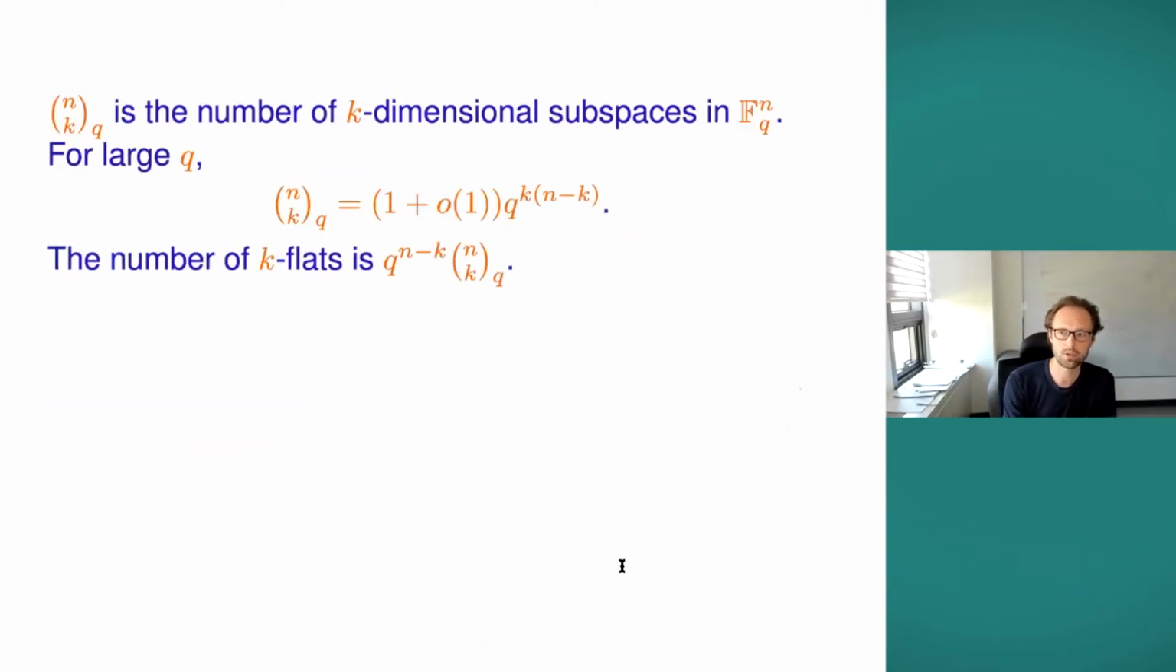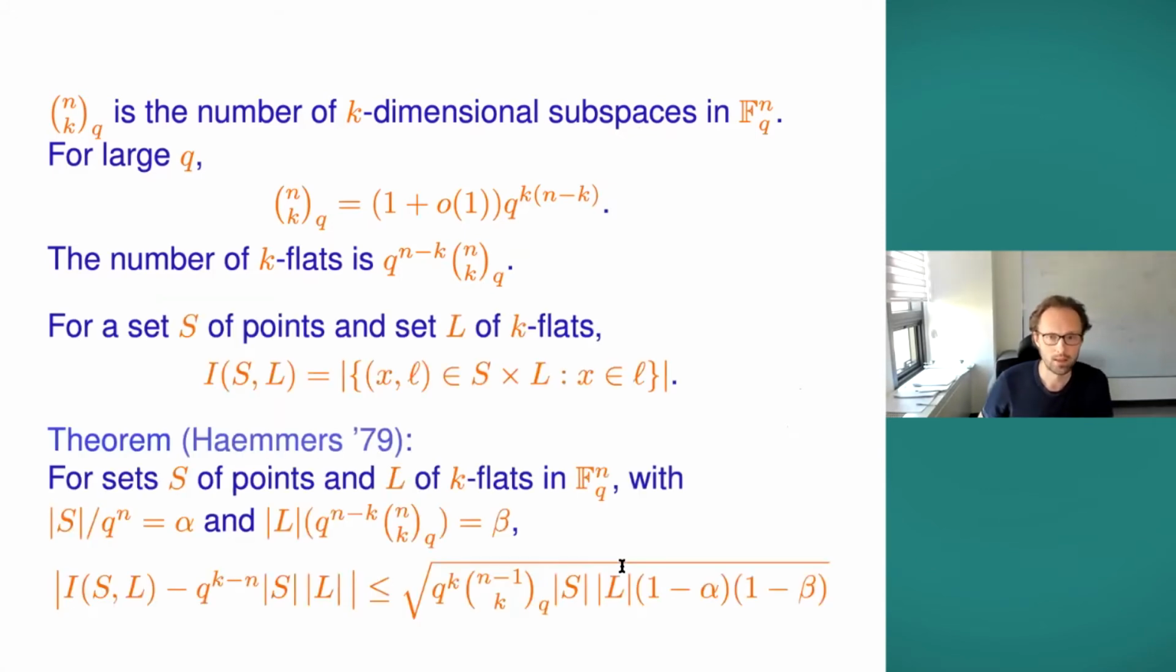Let me first just review some notation. Here, the q-binomial coefficient is the number of k-dimensional directions in F_q to the n. So it's the number of k-dimensional linear subspaces. And the number of k-flats, where a k-flat is a translate of a k-dimensional linear subspace, is q to the n minus k times the q-binomial coefficient, n over k.